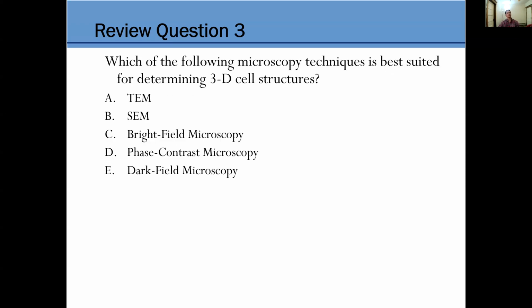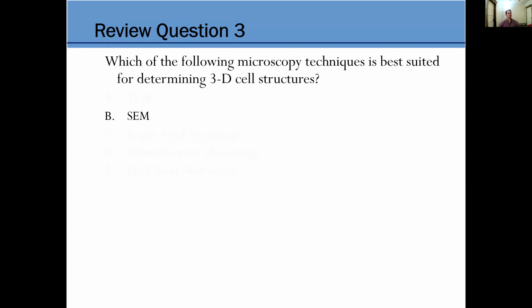Which of the following microscopy techniques is best suited for monitoring 3D cell structures? Is that TEM, SEM, bright field microscopy, phase contrast microscopy, or dark field microscopy? Think carefully here. I'm going to give you guys about 5-6 seconds. Pretty simple. It's in the name, guys. Remember, it's the SEM, the scanning electron microscope. Remember, that's where the beam bounces off the surface. Thus, you can see the entire surface. You can see the 3D structure. You can see the shape.